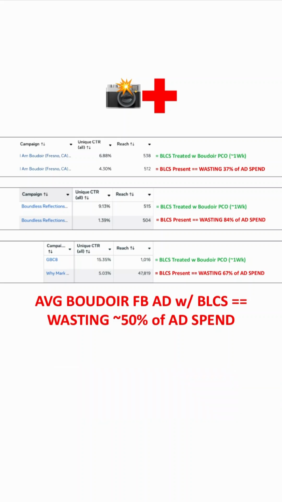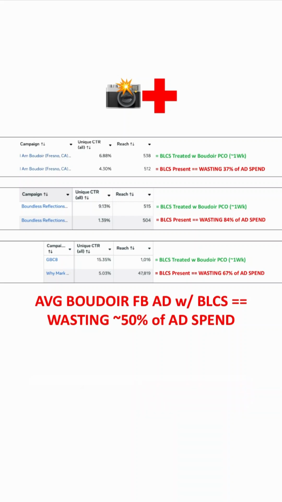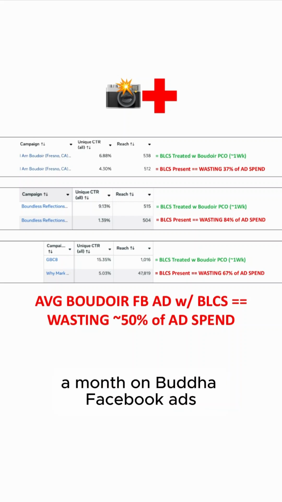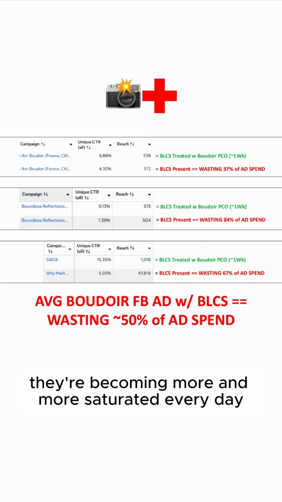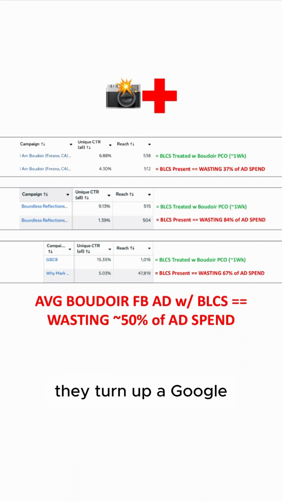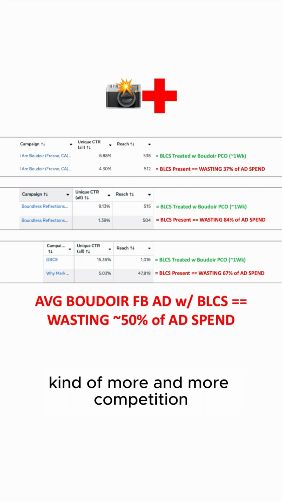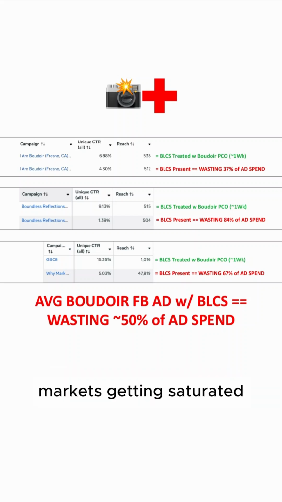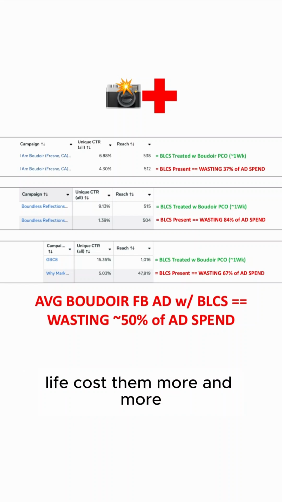All right, now, if you're a BLCA, a Boudoir low click advertiser with BLCS, so your unique CTR on all of your Boudoir Facebook ads is under 6%, and you're spending more than 10 grand a month on Boudoir Facebook ads, and you've looked at the marketplace, you're seeing it become more and more saturated every day. It seems like anytime everyone gets a new iPhone, they turn on Google My Business profile to say they offer Boudoir, or they get a new camera and they're posting in the mom group saying they offer Boudoir. So more and more service providers, same number of buyers, more and more competition. Market's getting saturated, margins tightening for everyone, and you're also seeing life inflation, life costing more and more.